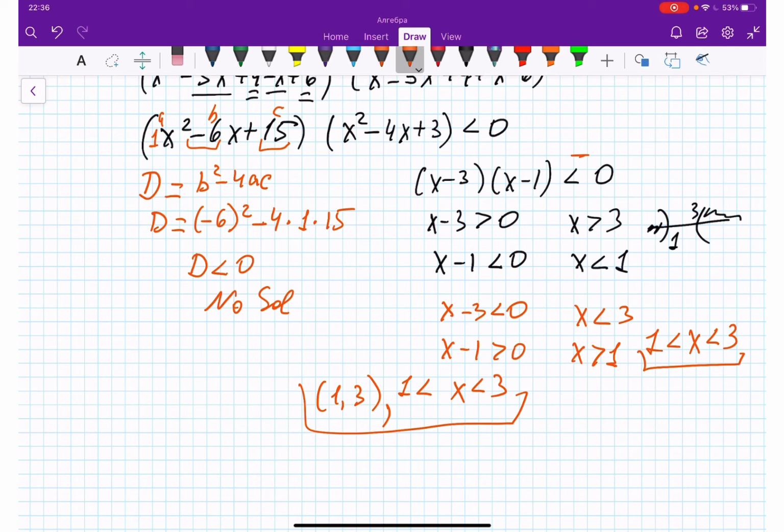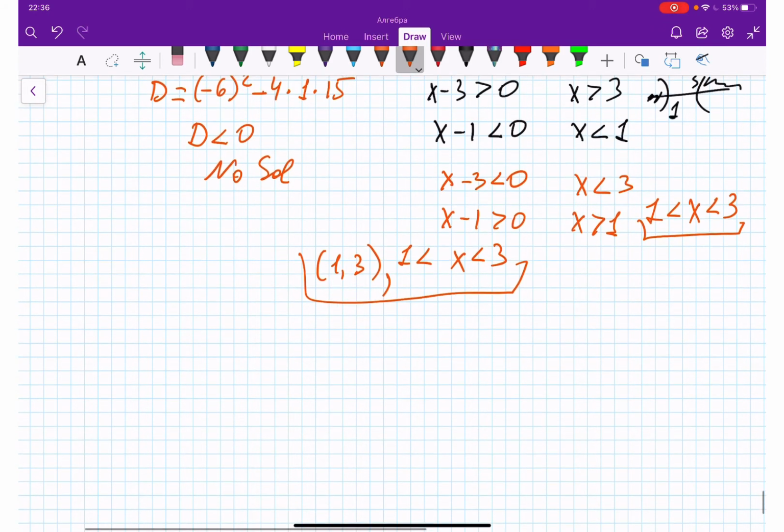And the last example I'm going to show you with the method of substitution.